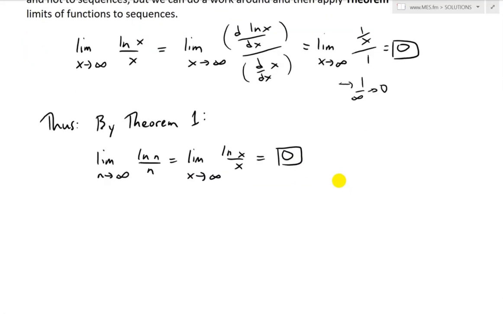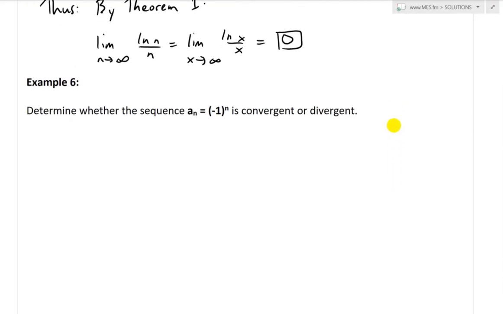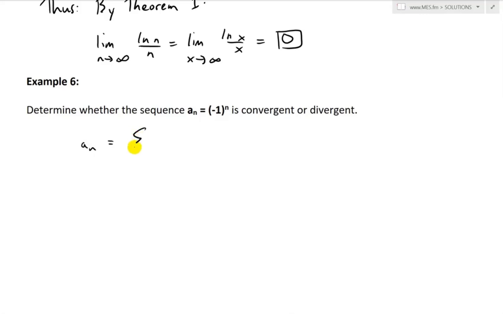Very interesting. Now let's look at another example. Example 6 states: determine whether the sequence a_n equals minus 1 to the power of n is convergent or divergent. First thing we should note is we can write the sequence out, writing all the terms. You can see that it's going to be alternating. When n is 1, that's going to be the first term, so negative 1 to the power of 1 is just negative 1.